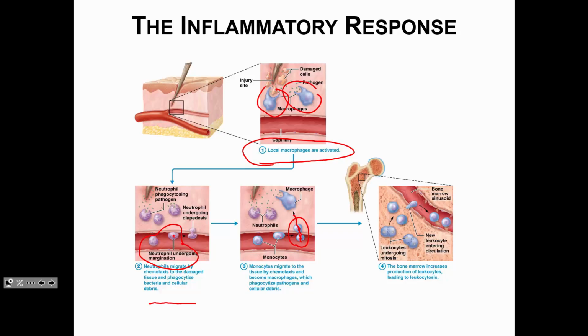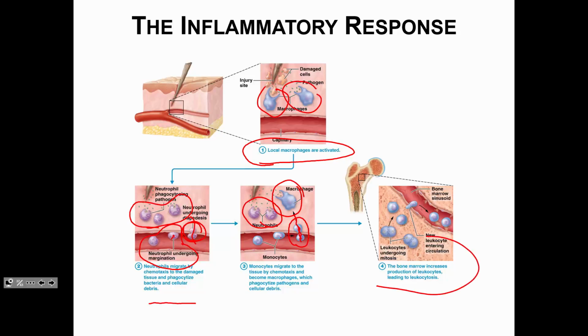Monocytes migrate again by chemotaxis. They become the macrophages, and then they're, of course, going to start eating cell debris as well as pathogens. And you can see the neutrophils and these monocytes are going to continue to do that. All right, so here's that diapedesis in this picture. Okay, so diapedesis, margination. Margination is the neutrophil sticking. Diapedesis is the neutrophil squeezing through the endothelial cells to get out into the tissue.